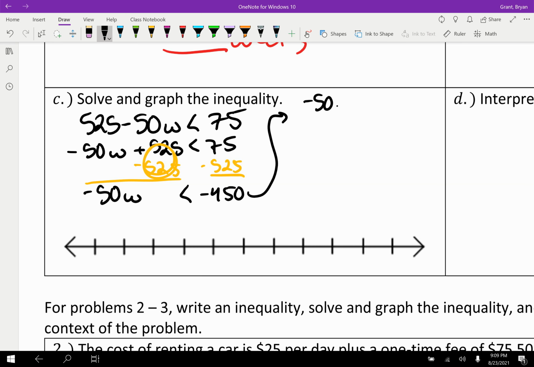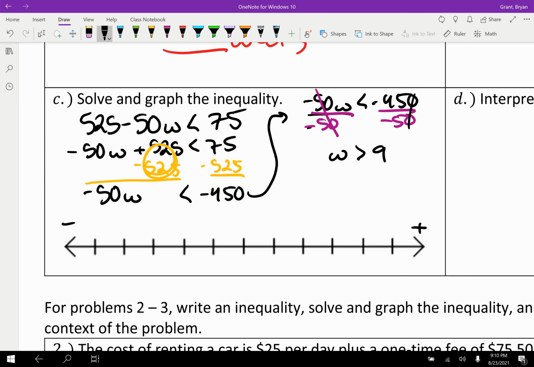So negative 50W is less than negative 450. And last but not least, we need to divide both sides by the negative 50 that is attached. There we go. And we get weeks. Hopefully you can see this, right? If you chop off the zeros, really we're just dealing with 45 divided by 5, which is 9. And then it has a strictly less than. However, we divided by a negative, so we have to flip it. W is greater than 9.